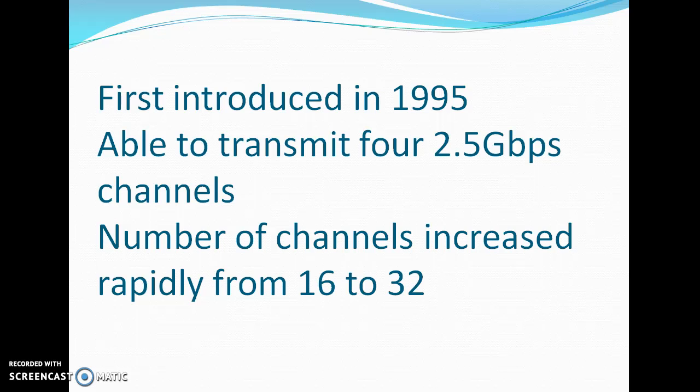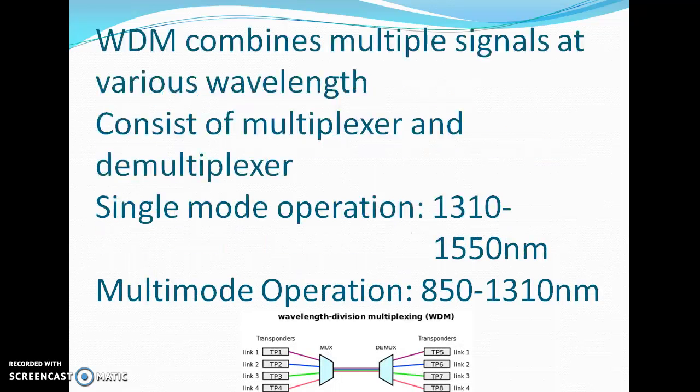However, the number of channels increased rapidly to 16, then to 32. This is due to the frequency spacing being reduced down to 100 GHz, which is 0.8 nanometers. WDM combines multiple signals on laser beams at various wavelengths for transmission along fiber optic media. Each multiplex channel is demultiplexed into the original signal at the destination by wavelength sensitive filters and a demultiplexer.